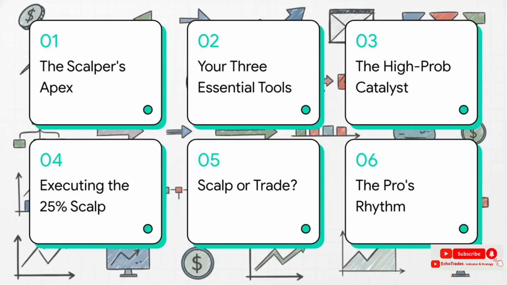Okay, so here's our game plan. We'll kick things off by really understanding the scalper's world. Then we're going to build the exact chart setup you need, piece by piece. After that, we'll hunt for the specific event that triggers the whole thing, and I'll walk you through the execution. And then, and this is key, we'll learn how to tell the difference between a quick scalp and a much bigger trade. To finish, we'll talk about the pro mindset that makes it all work.